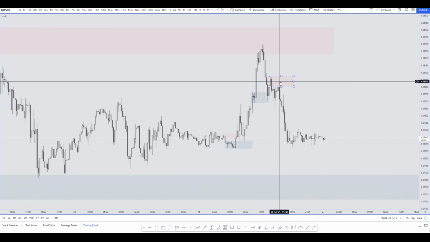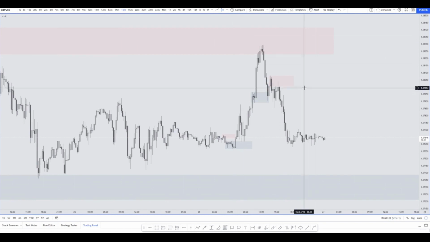Now, if you pair that with order flow and market structure and liquidity and all that good stuff, you can usually form a higher probability trade.